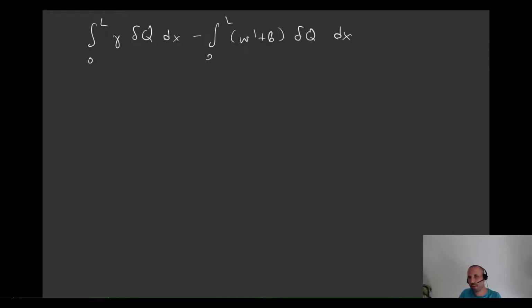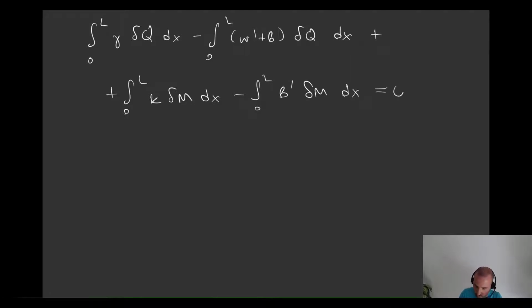And now we go to the next part, which has to do basically with the moments. And this is equal to plus integral from 0 to L kappa times delta M dx minus integral from 0 to L, and this was beta prime times delta M dx. And this has to be equal to 0, of course, like we said previously. Now, the next thing we need to do here is, as we said, to apply the constitutive equations. So I'm going to go ahead here and apply the constitutive equations.